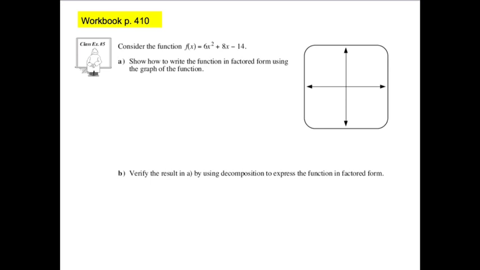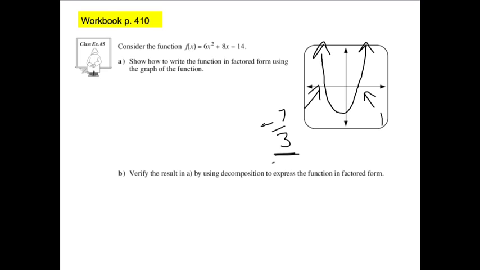Consider the function f of x is equal to 6x squared plus 8x minus 14. If you were to actually graph this, you would have something that kind of looks like this, with x-intercepts at negative 7 over 3, and this one right here would be 1. Alright, so the question is how can we write this function in factored form using the graph?